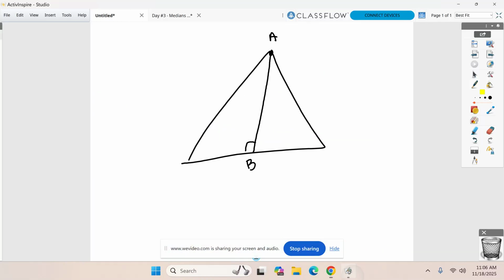Ryan? Orthocenter is a point. This is a line. You guys, hey, altitude. This is called an altitude. Everyone good? It's called an altitude.